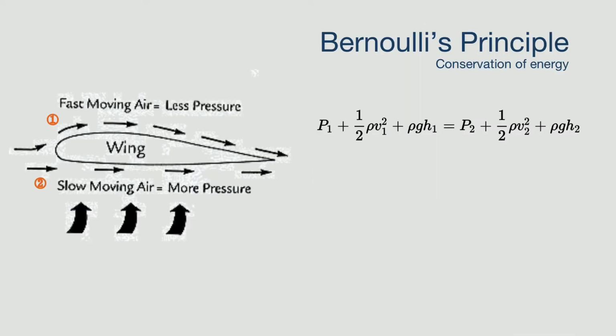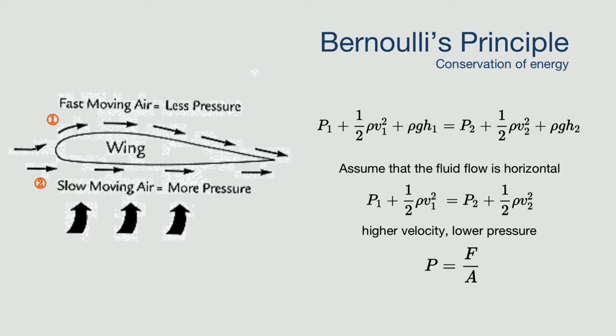The Bernoulli principle demonstrating the conservation of energy shows a higher velocity corresponds to a lower pressure. We assume that the fluid flow is horizontal and neglect the height difference. Point 2 has a smaller velocity and a higher pressure, meaning the force downwards on the bottom of the wing is greater than the force upwards, generating the lift.